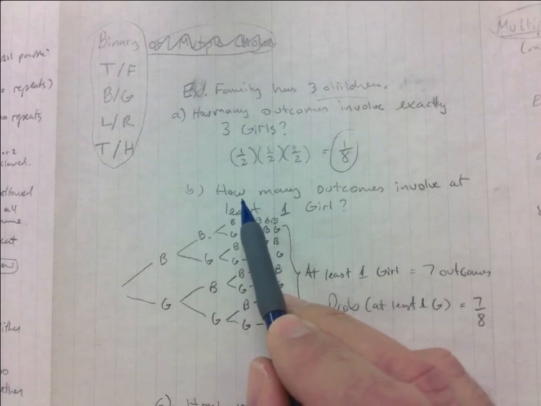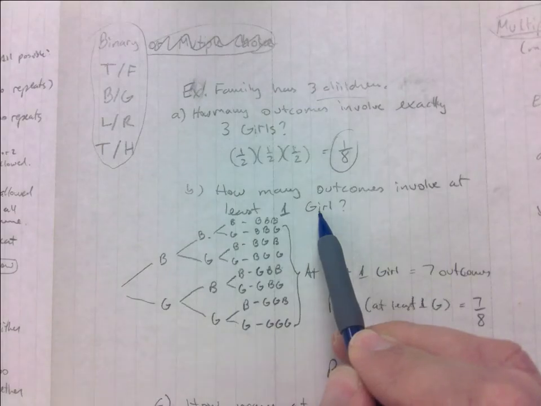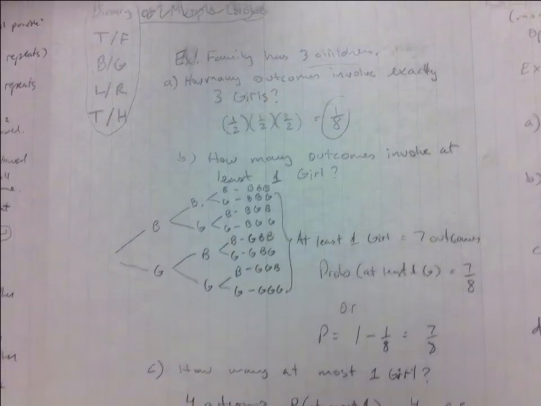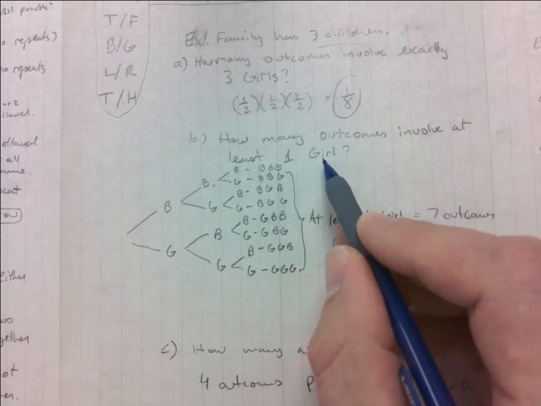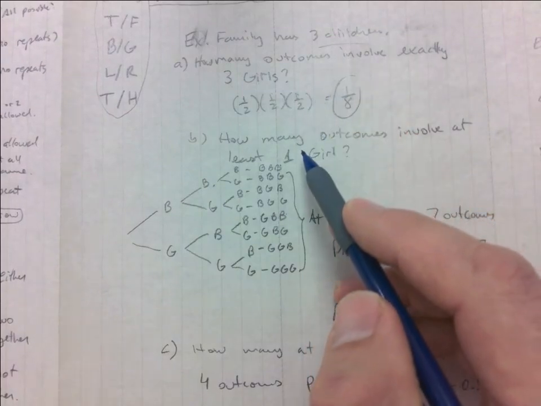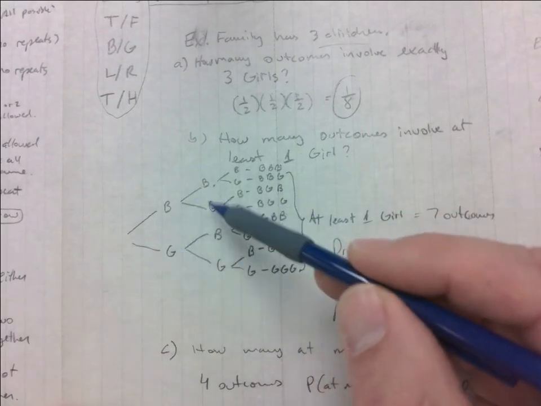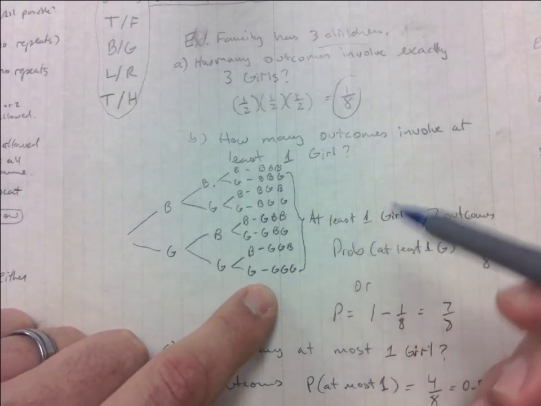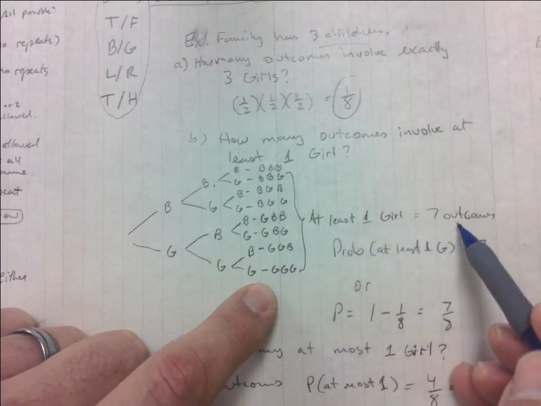However, if it says how many outcomes involve at least 1 girl, then it gets a bit more complicated with the at least or at most, right? If it's at least, you want 1 or more. If you consider 3 children, you want 1, 2, or 3 girls. So the best thing is to just lay out your tree diagram. It doesn't take that long. And then you get the fact that at least 1 girl will be 7 outcomes.